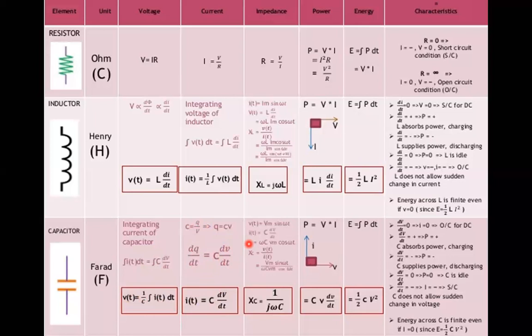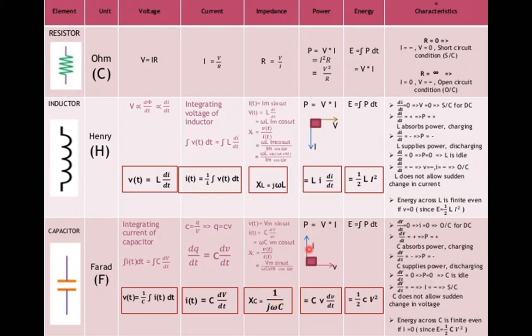So we have found the value of voltage and current, and the impedance is nothing but V by I. So if you substitute V as V max sine omega t, and I as omega C V max cos omega t, then XC you'll get as 1 by j omega C. So omega L is inductive reactance, and 1 by omega C is called capacitive reactance.